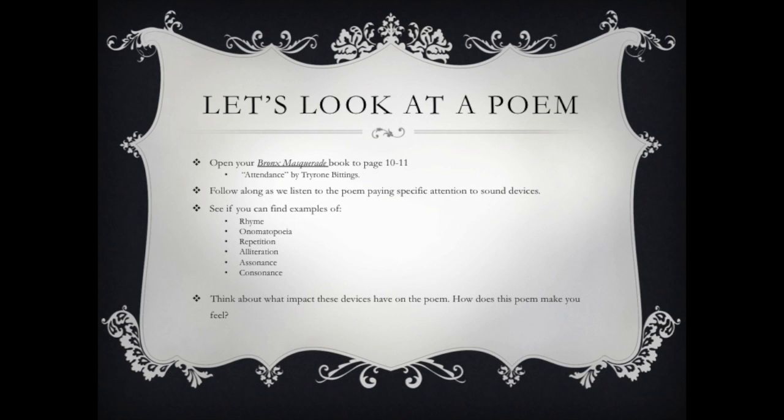All right, now let's take a look at a poem. Go ahead and flip your note sheets over to the back and open your Bronx Masquerade book to page 10 and 11. On those pages, you'll find the poem Attendance by Tyrone Biddings. It's the first poem where we get to hear Tyrone's voice.